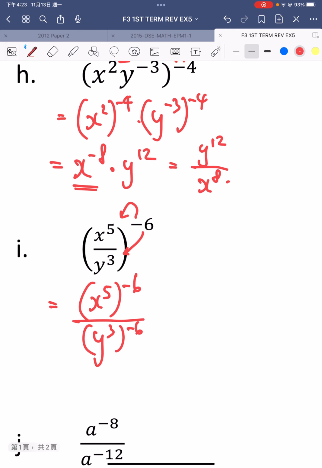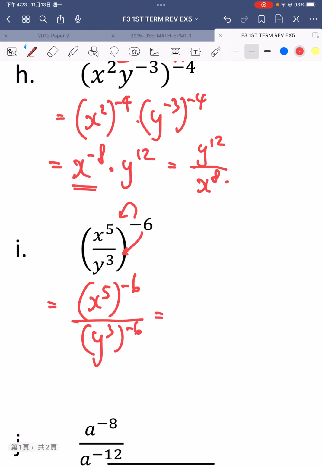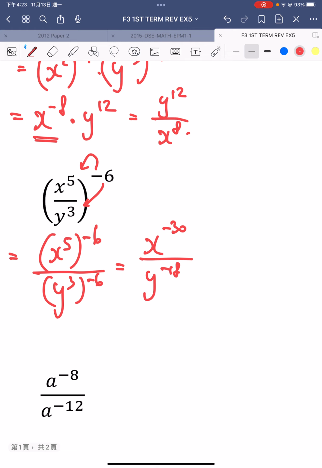They have a power of a power, so we times the things together to get x to the power of -30, divided by y to the power of -18. As you have two negative powers on the numerator and denominator, you just swap them directly to change it to become the positive power. So we have y to the power of 18 divided by x to the power of 30.